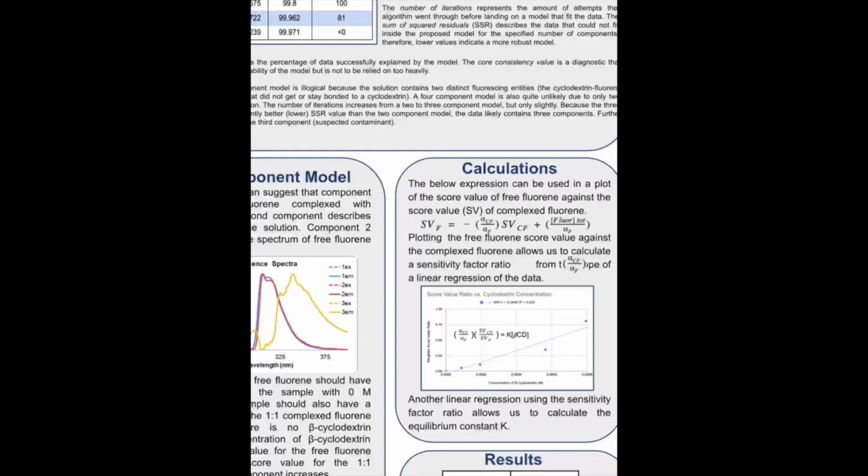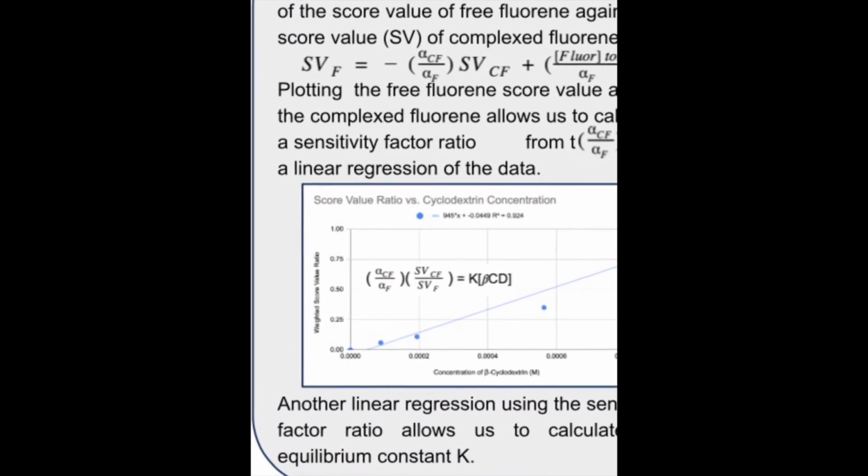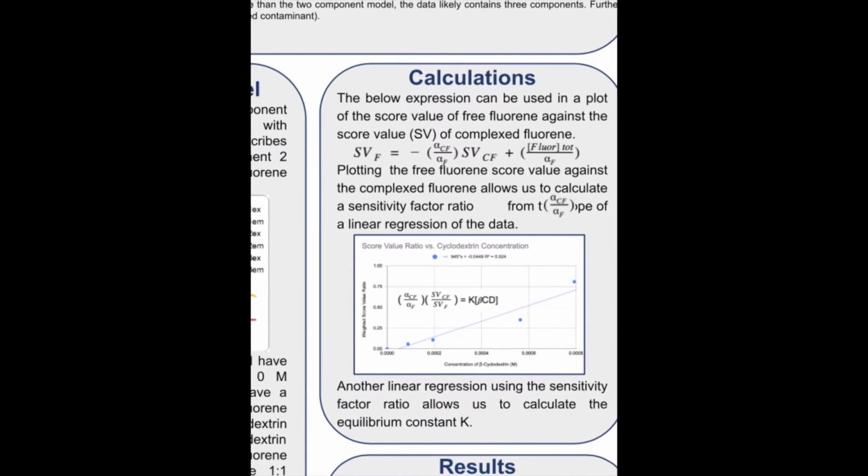For calculations, the below expression can be used in a plot of the score value of free fluorine against the score value of complex fluorine. So plotting the free fluorine score value against the complex fluorine allows you to calculate a sensitivity ratio from the slope of the linear regression of the data. So that's pictured right here.